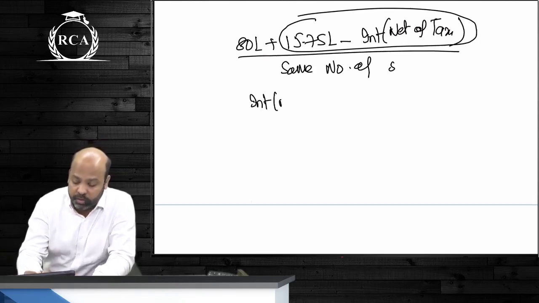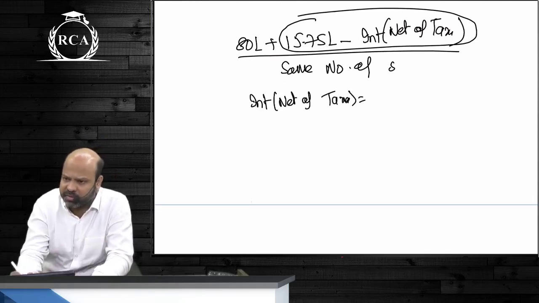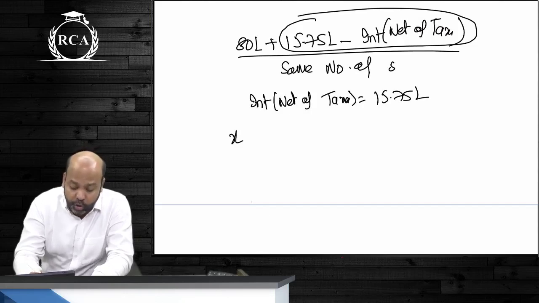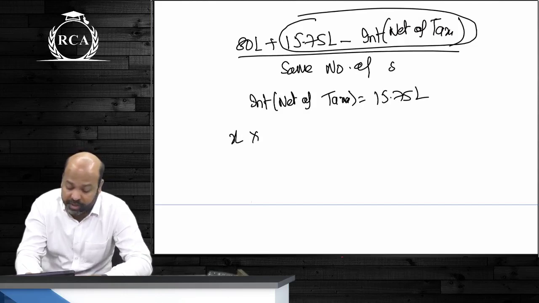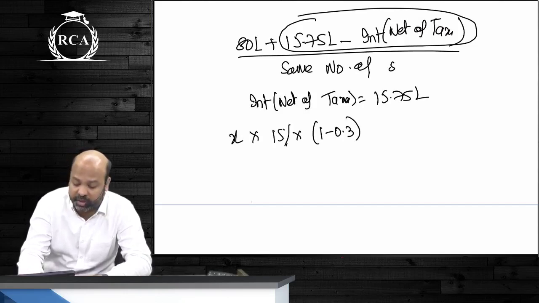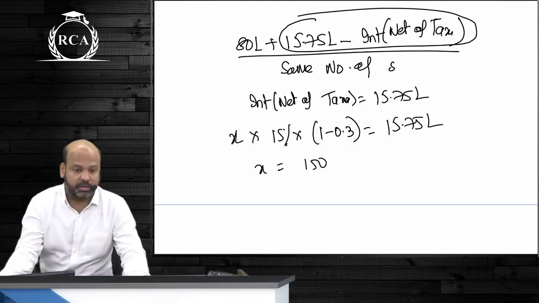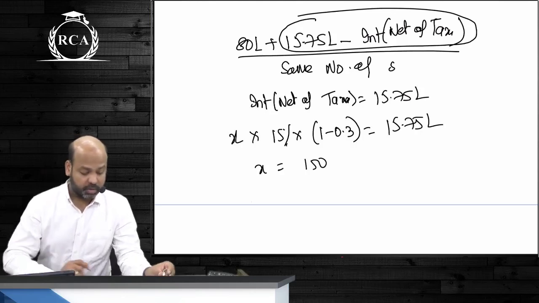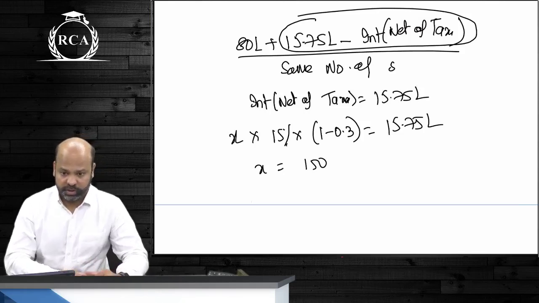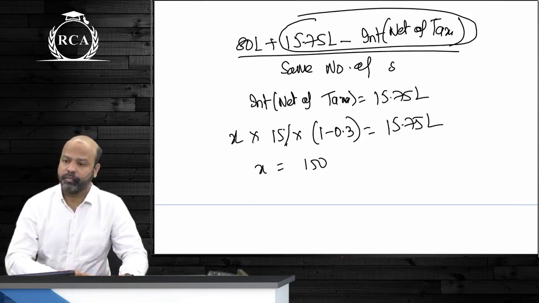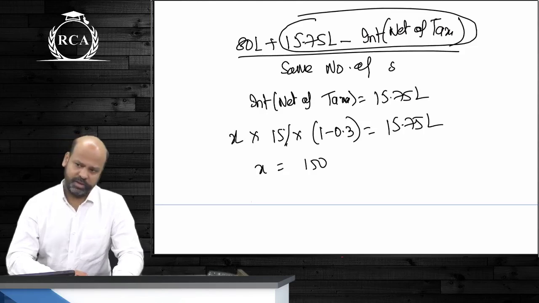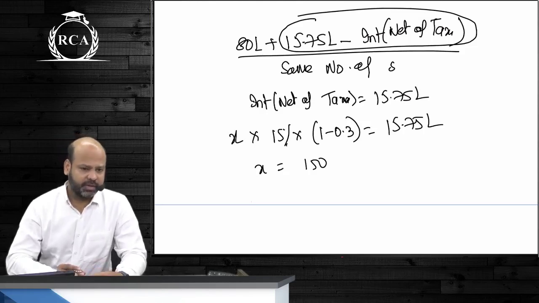Understood now? We did a question just like this in the class, the cash consideration one. If I borrow X rupees at 15%, on which the tax rate is 30%, this should be equal to 15.75 lakhs. How much is X? That's the answer. You should be borrowing 150 lakhs. You understood what I just did? Are we clear, guys?